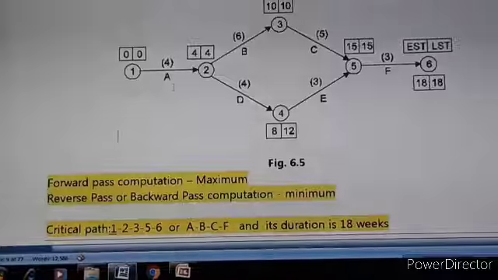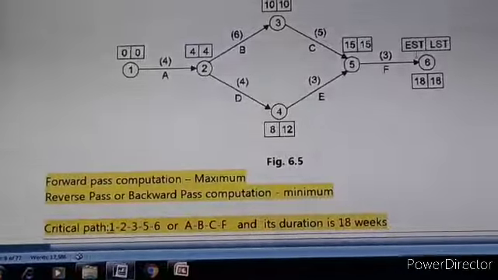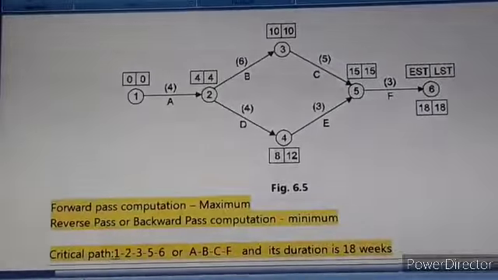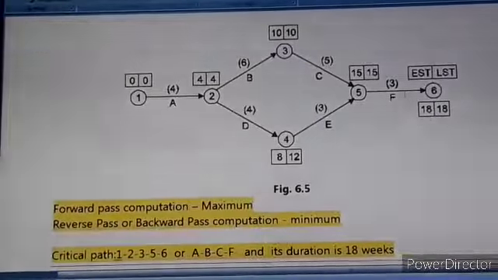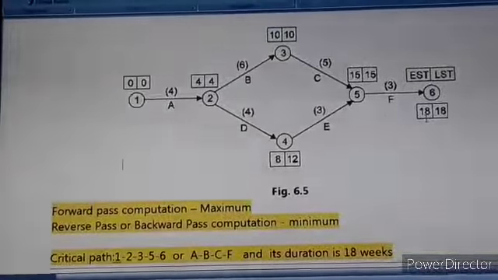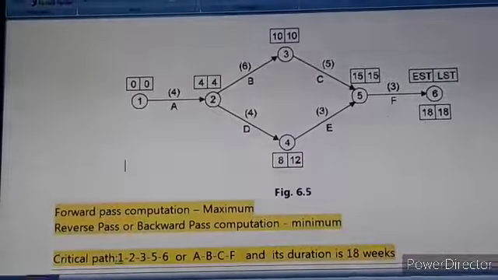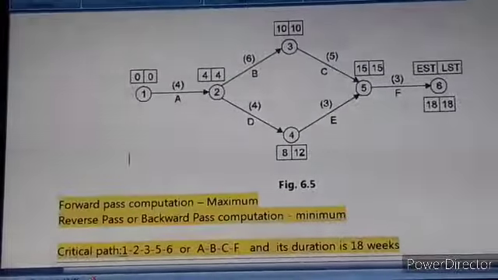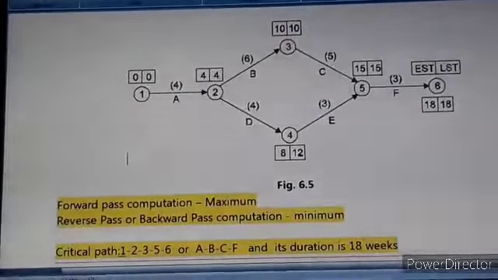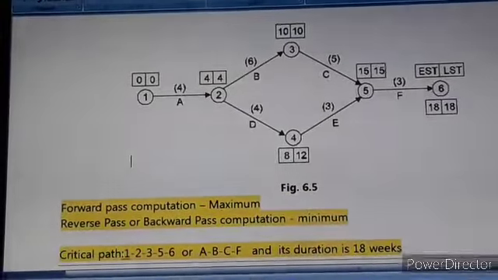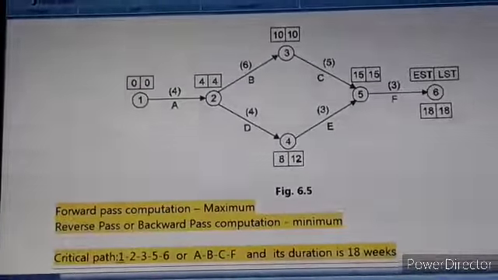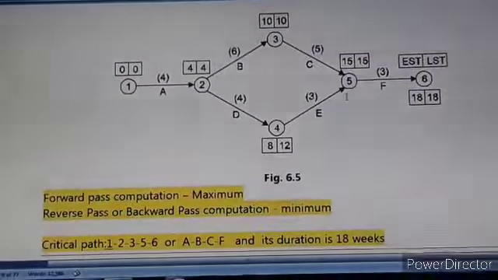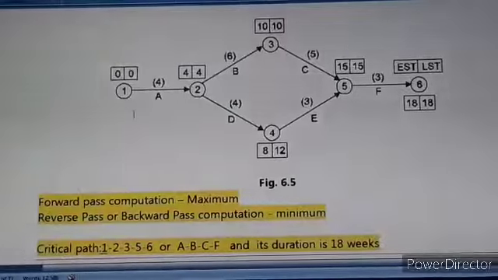So when we consider the path 1, 2, 3, 5, 6, the duration is 18 weeks. And when we consider the path 1, 2, 4, 5, 6, again we get the same duration, that is 18 weeks. Now this is the forward path. In the reverse path we have to start with 6, 5, 3, 2, 1. This is one path in the reverse direction. And the second path is 6, 5, 4, 2, 1.